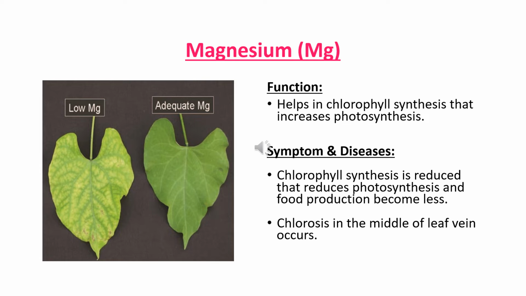The right one is a healthy leaf and the amount of magnesium is adequate, and the left one, look, due to the lack of magnesium, all around the leaves turn yellow, but the veins, it started from the veins, and these are the symptoms of lack of magnesium.